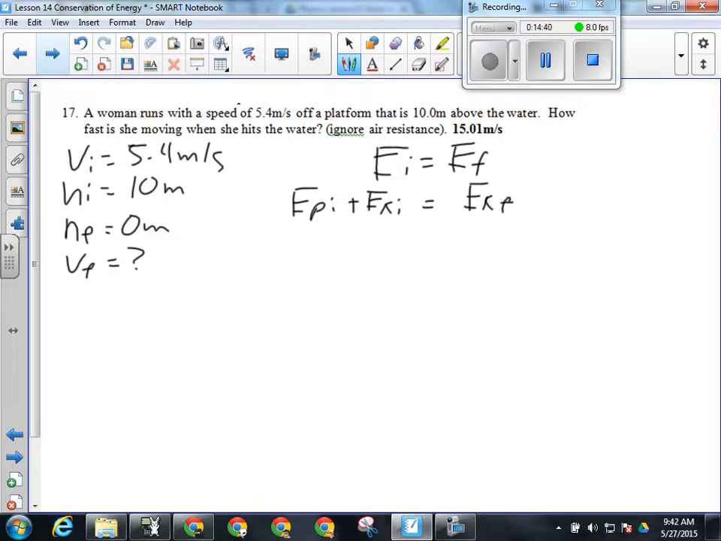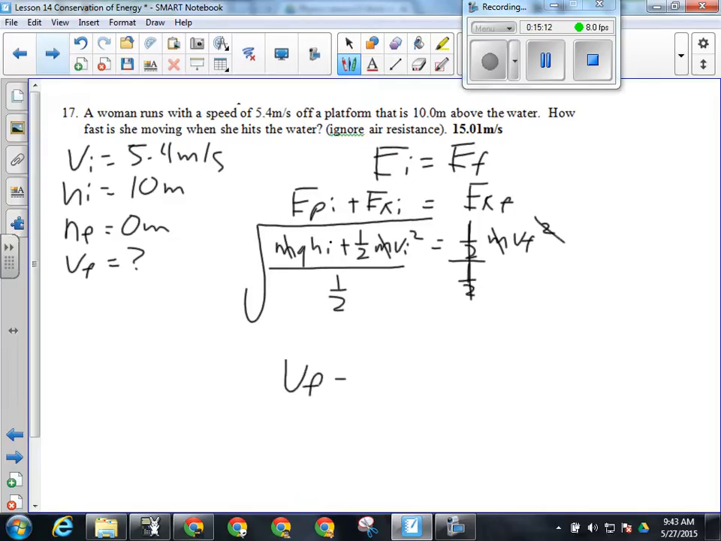Now I can plug in my formulas. M times G times H initial plus 1/2 MVI squared equals 1/2 MVF squared. I'm trying to find VF, so what do I do with all the M's first? Right, get rid of them. Now what do I do with the half? Divide it over. And then square root.